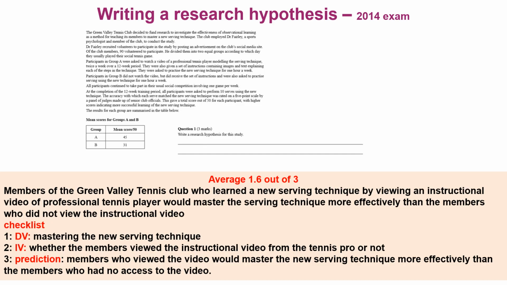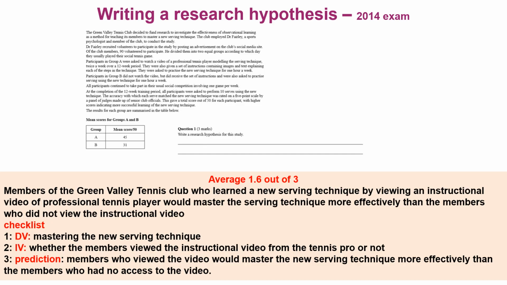The way this will be marked is: is there an IV in there? And this has a bit of a clue in terms of the table. Their mean score, what does this mean score represent? Well, that's their mastery of the tennis serve. We don't need to operationalize it, so we don't need to get too numerical.